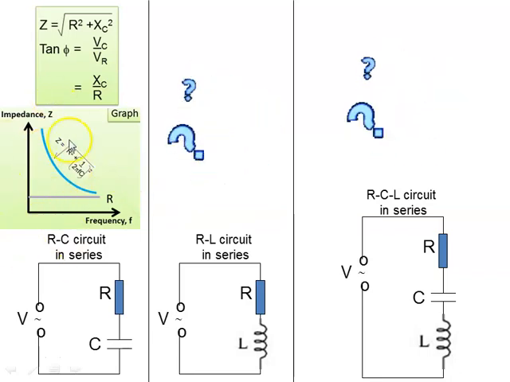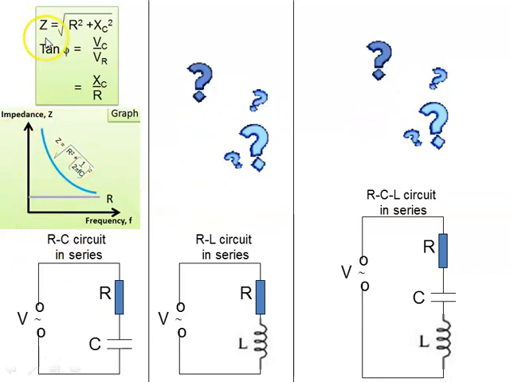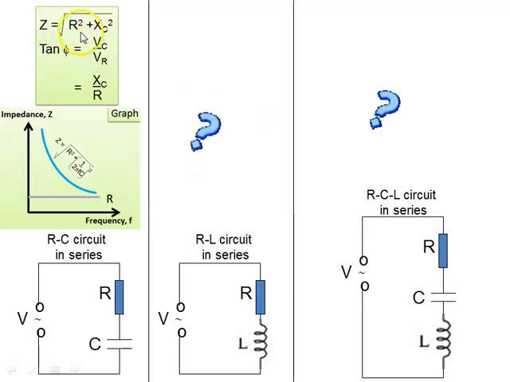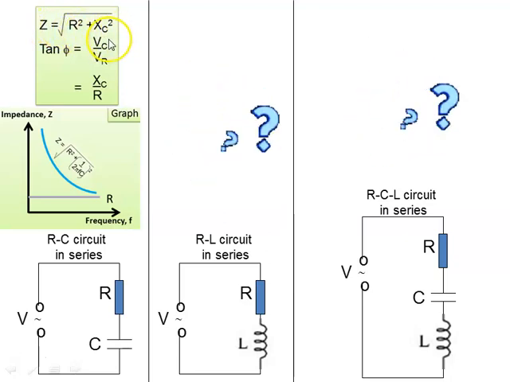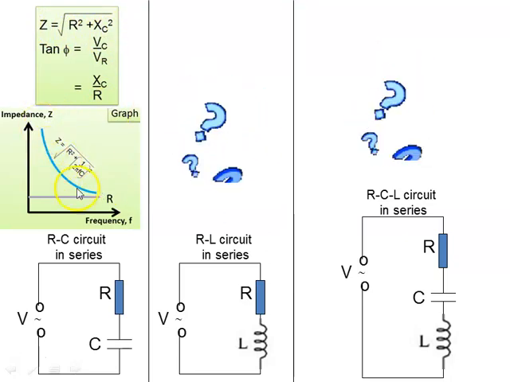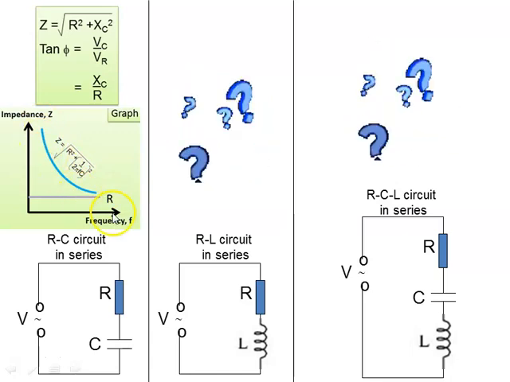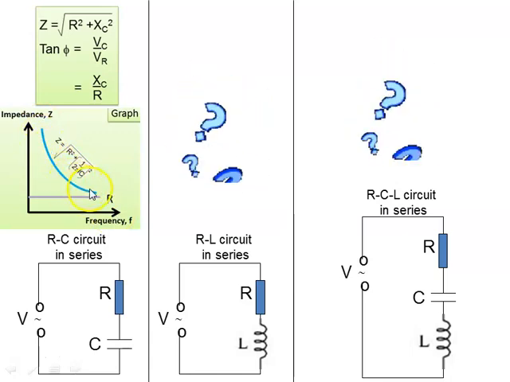Okay, we have done the RC circuit in series, where we get impedance Z equals the square root of R squared plus XC squared. And the graph of Z against f is a decreasing curve.